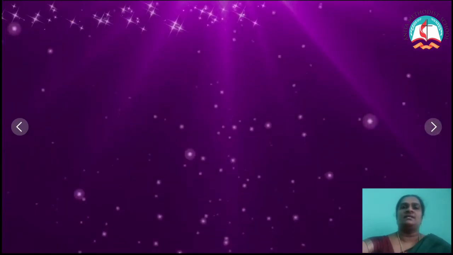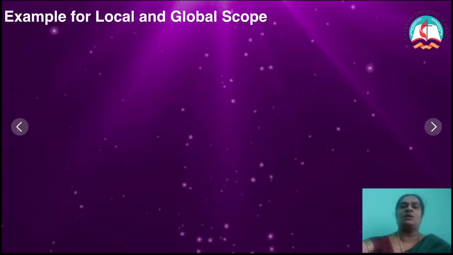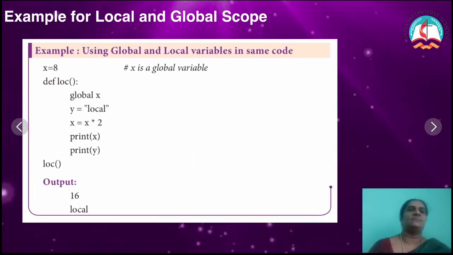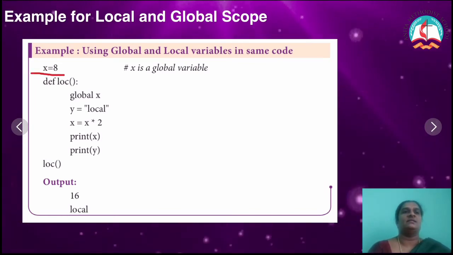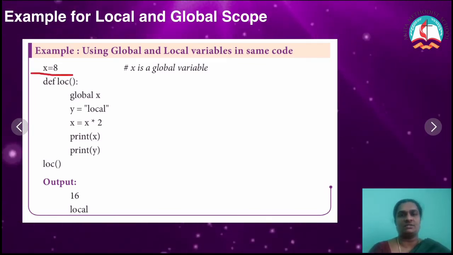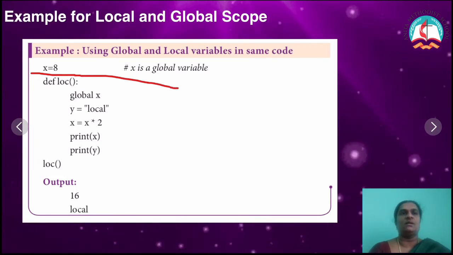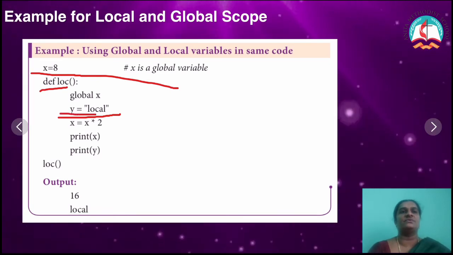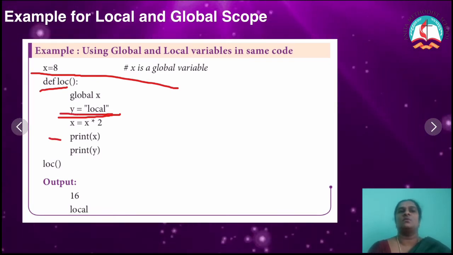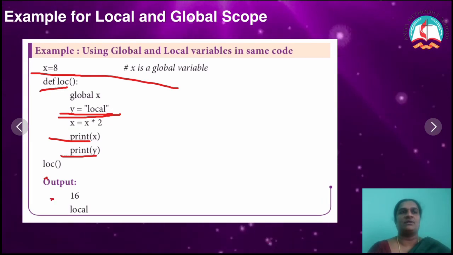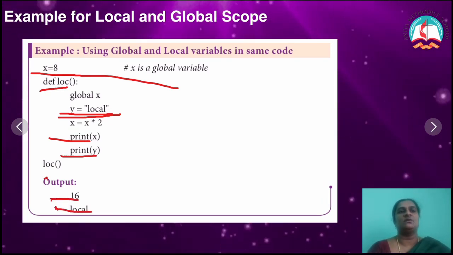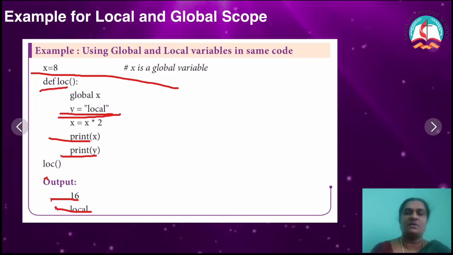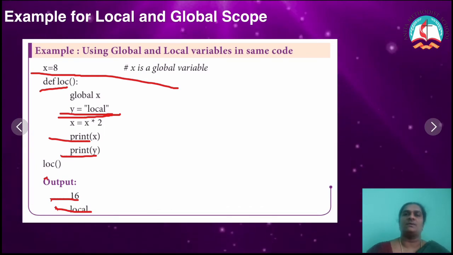Now we will see an example where the global and local variable are both used together. See this example here. You can identify easily. This X is defined outside a function. So it is a global variable. So here this Y is declared inside this def. So this is called as a local variable. Print X, print Y. So here 16 and the local string value is printed in Y. So that's the difference between global and then local variable.